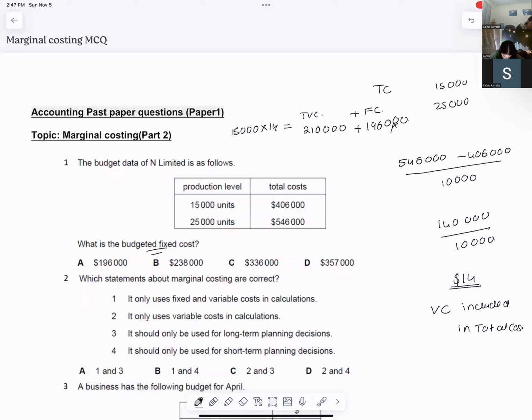You have to check it for 25,000 units. For 25,000 units, your total fixed cost will remain the same. It will remain 196,000. So what is the variable cost? Multiply 25,000 into 14. So it is 350,000. So 350,000 is the variable cost that is included. Now add and see if you're getting 546. You are getting 546. So you have your budgeted fixed cost as 196.